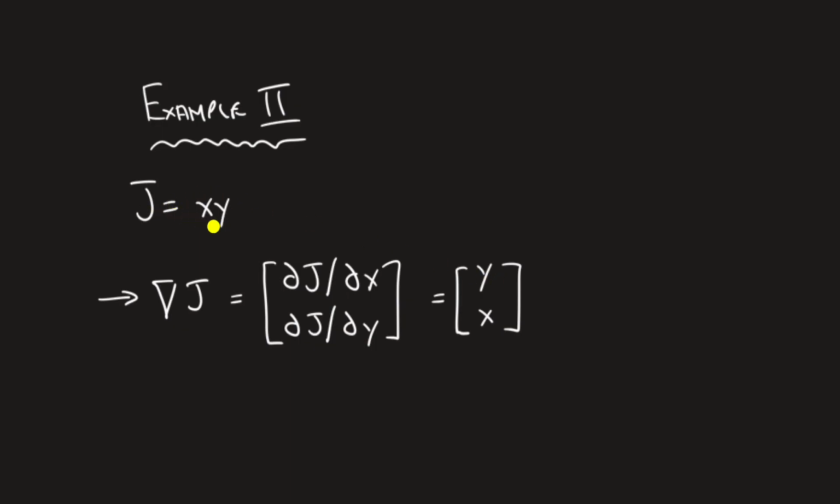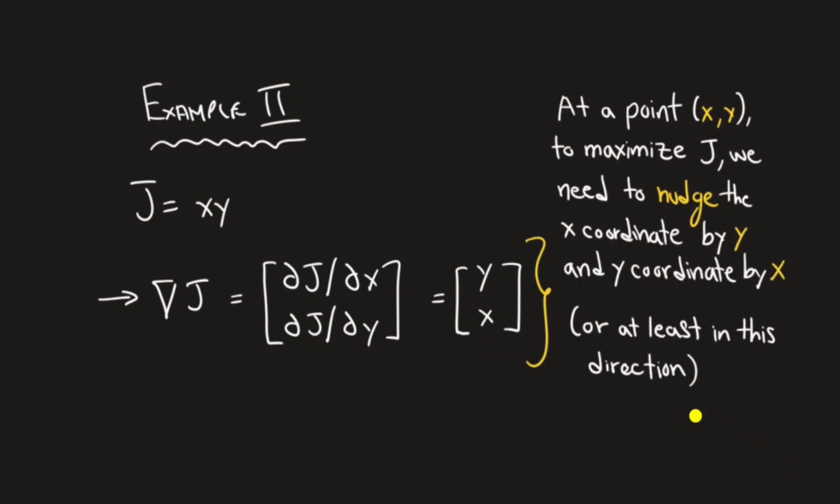Now, just to hammer home this point, let's look at another example where J is equal to xy now, and we compute the gradient vector to be yx. So to be clear, what we mean by this in English is that, if we start at some point (x, y), in order to get the maximum gain in J, we would need to nudge this point in the x direction by y and nudge it in the y direction by x.